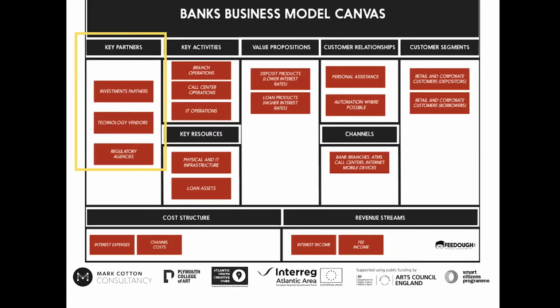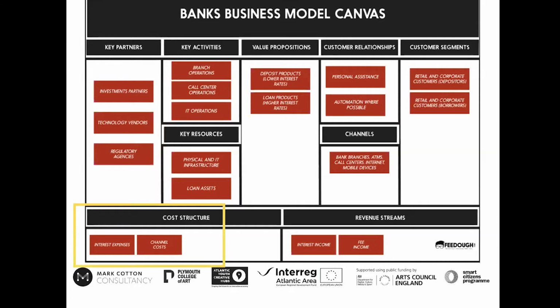Their key partners are their investment partners, because banks need money, so they have to have relationships with investors. They have technology partners, because to run all of that automation, they need to have the technology in place in order to manage that. And the regulatory agencies, because the banks are very heavily regulated, so they will have a partnership relationship with the regulators. And their key resources are essentially the physical and IT infrastructure needed to get their products to market, and also the loan assets, the capital that they have.